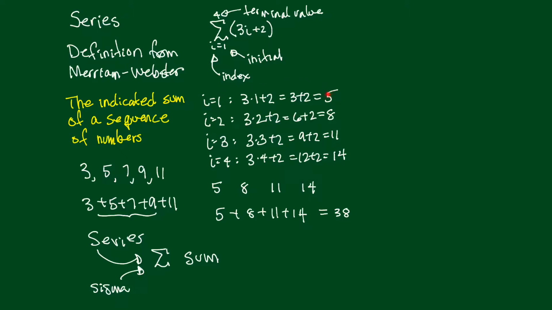Turned out to be a 5. The second term in the sequence is 8. The third term. So the i, that just tells you what term in the sequence you're at. So what we have down here, I'll draw it down here. That was the first term in the sequence. That's the second term. That's the third term. And that's the fourth term.